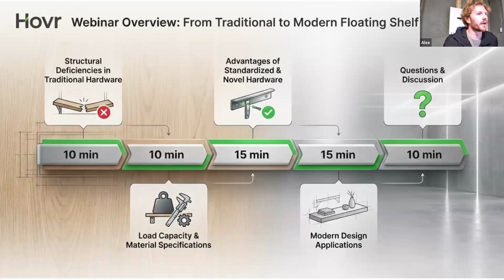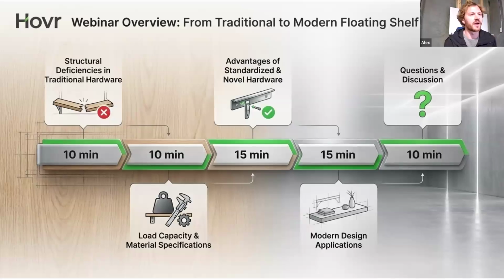This is where we're going to be at today. Starting off, we're going to look at some structural deficiencies in traditional hardware and show where some of those weight distributions may fail. Then we'll go on to load capacity and material specifications of HOVR and a couple of other things. Then we're going to look at advantages of standardized and novel hardware.